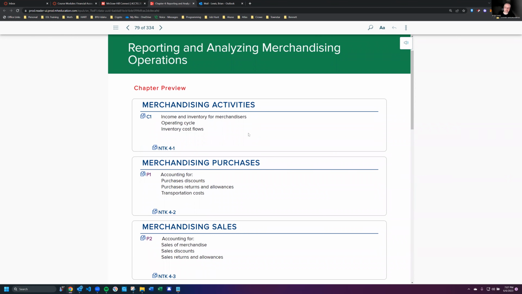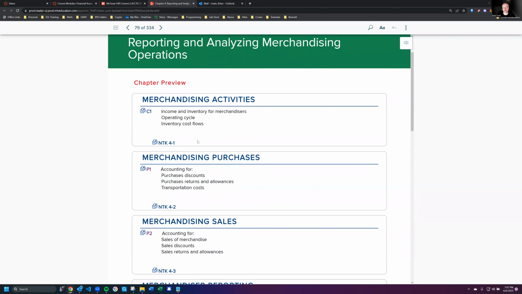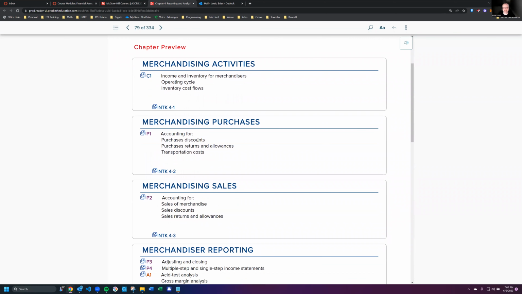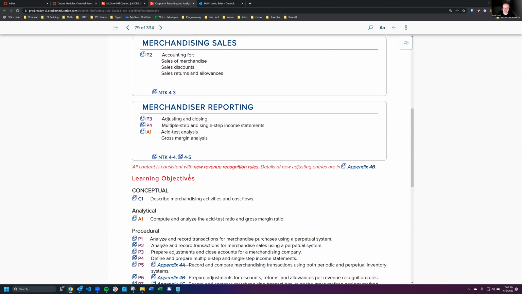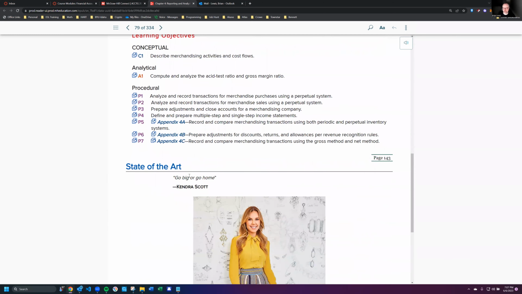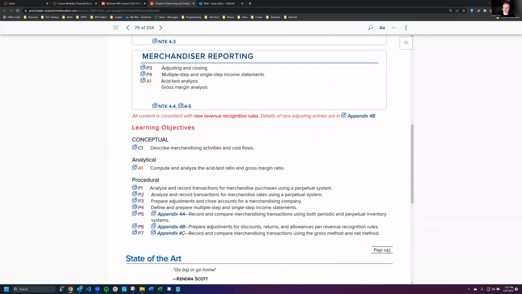This really is the first part of another part, which gets further deeper into the inventory process. But at least at the cursory level, you get a feel for how companies buy inventory and sell that to a customer, and the different types of transactions that happen there, and then how to do a couple of analyses in addition to that. So let's go through it. Why don't we see what we got?